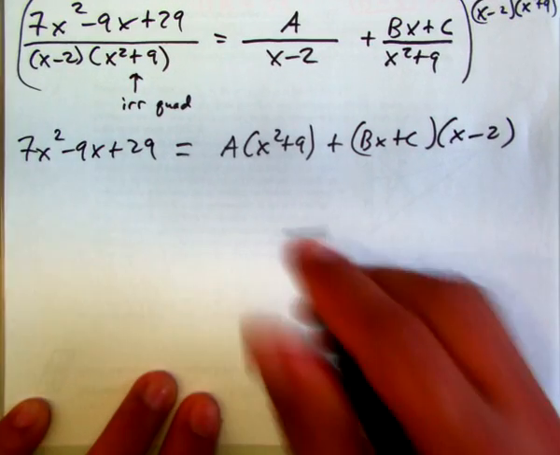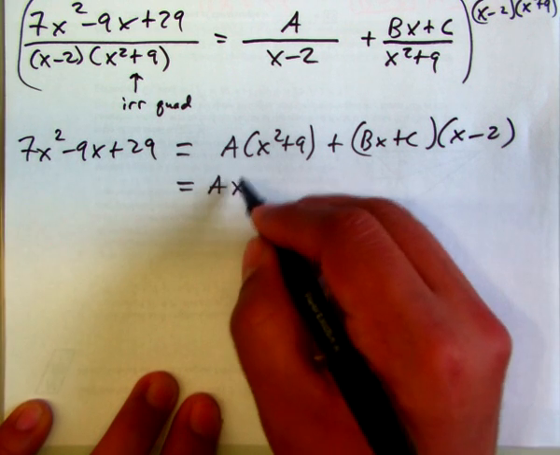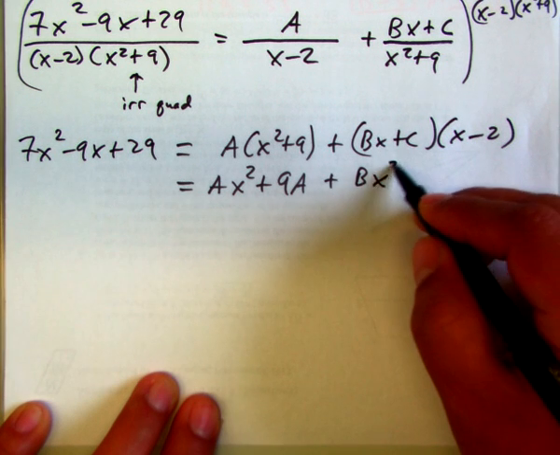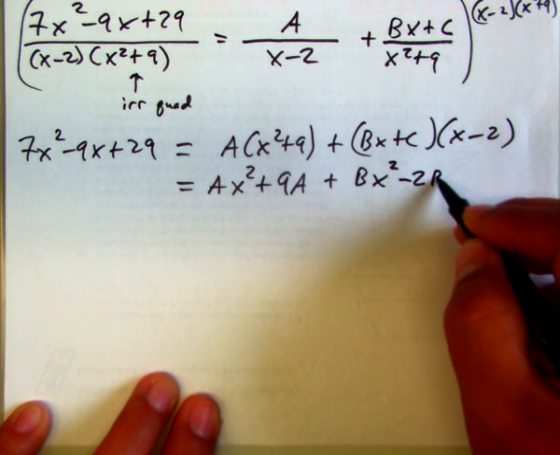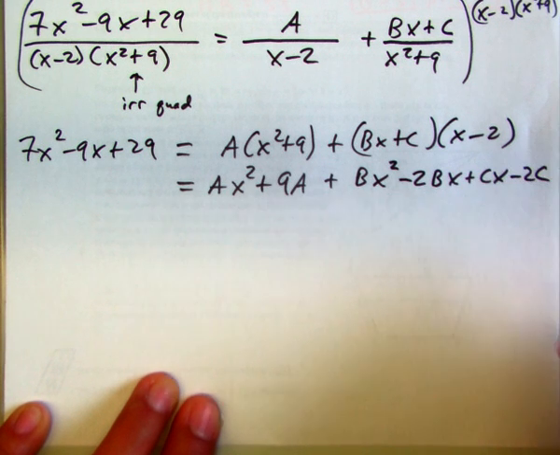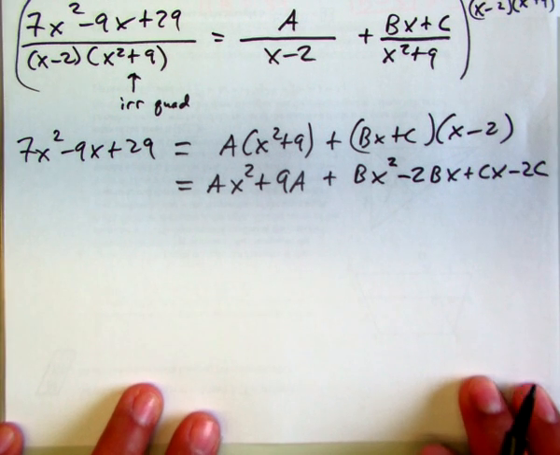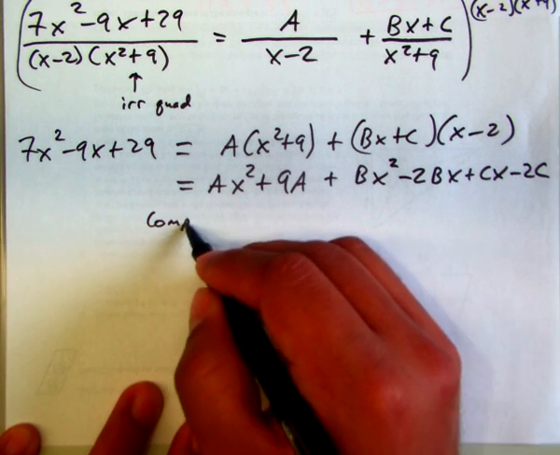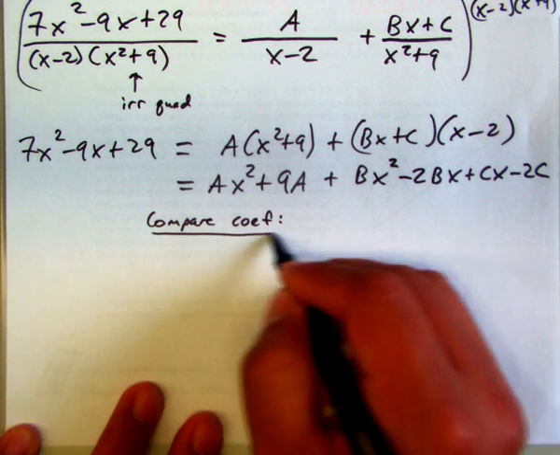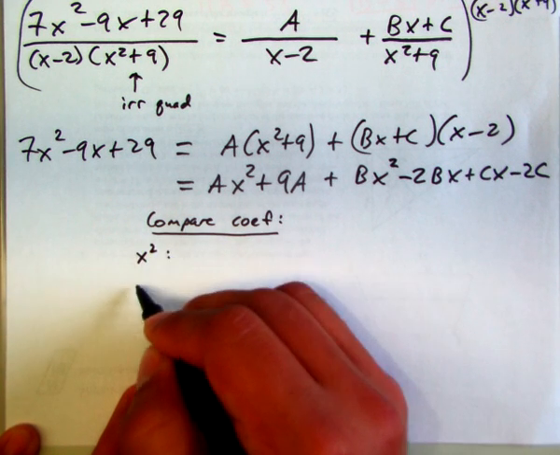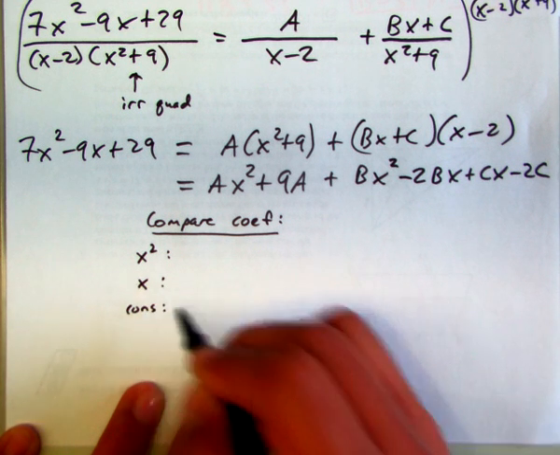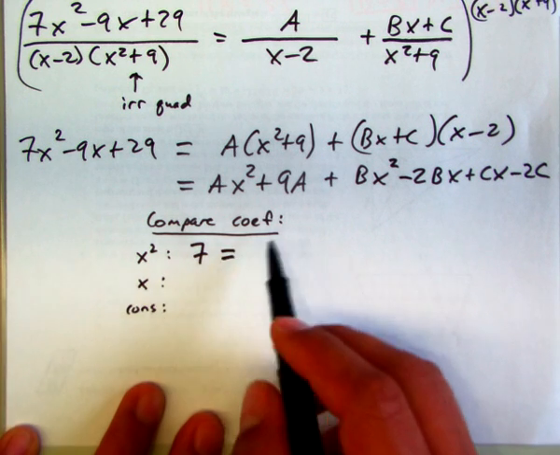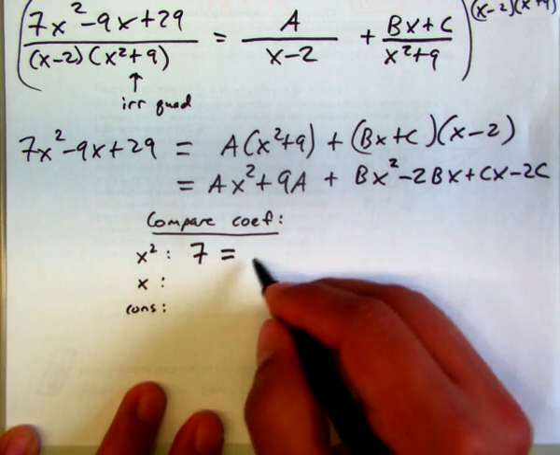And now what you do is just work on the right-hand side, multiply everything out. So then you get ax squared plus 9a plus bx squared minus 2bx plus cx minus 2c. And maybe you don't even have to do it with all those details we did earlier. So now we'll just compare coefficients. We have x squared, we have x, and we have our constant. On the left-hand side, we have 7x squareds. On the right-hand side, we have a, and we also have b, so that's going to be a plus b.